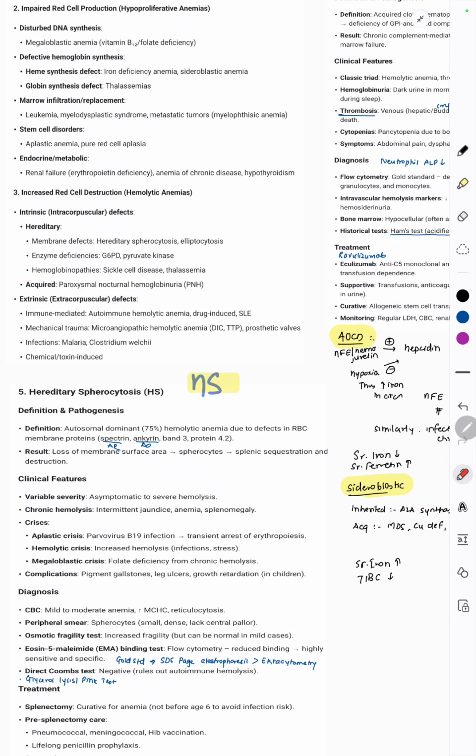Now, extracorpuscular defects, here they include the immune mediated, that is autoimmune hemolytic anemia, that is AIHA, then drug induced or SLE. Then in case of infections, malaria, Clostridium welchii. Then in mechanical trauma, it is microangiopathic hemolytic anemia, DIC, TTP.